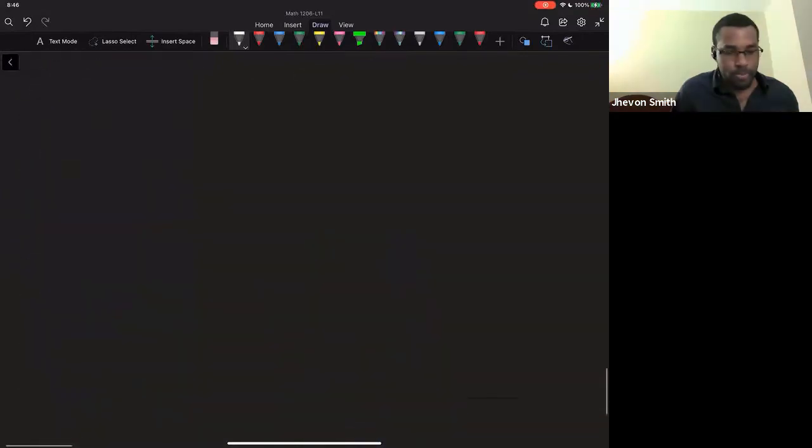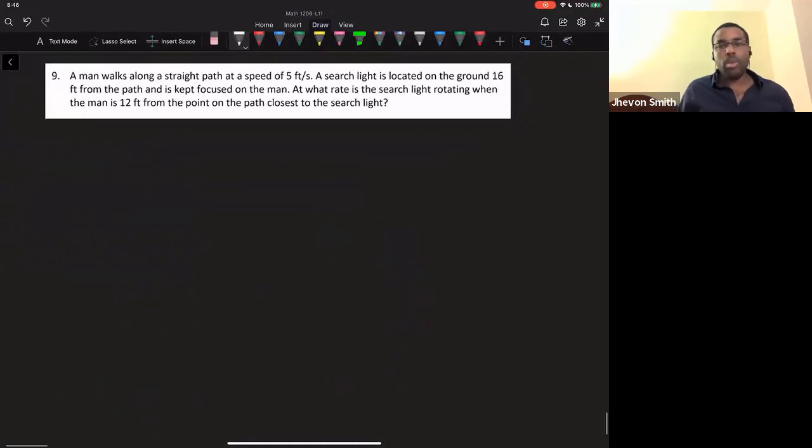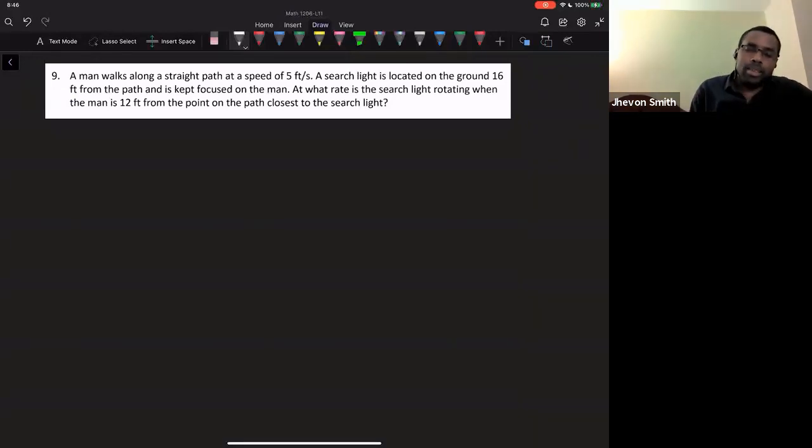You really should try them. But yeah. A man walks along a straight path at a speed of 5 feet per second. That's a really fast walk. That's 5 feet per second. I don't even know if it's possible to run that fast. Well, it's probably possible to run that fast, but that's a very fast gait.